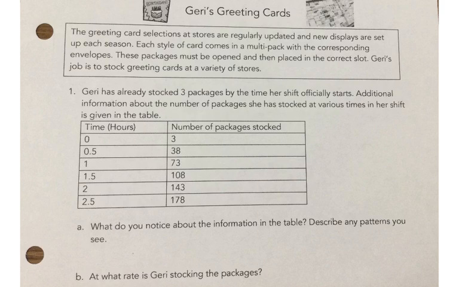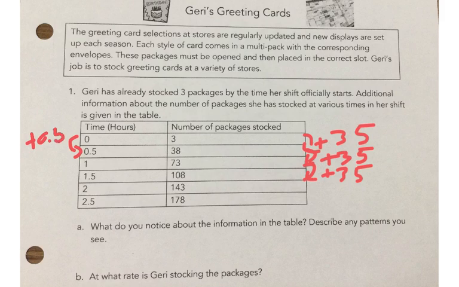A, what do you notice about the information in the table? Doesn't it increase by 35? Okay, so it looks like the Y's are going up 35. Does that hold again here? Is that one up 35? It is. And then up 35. What are the X values doing? Increasing by halves. And a half.